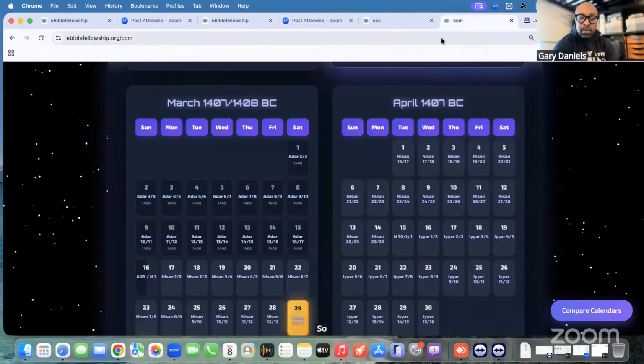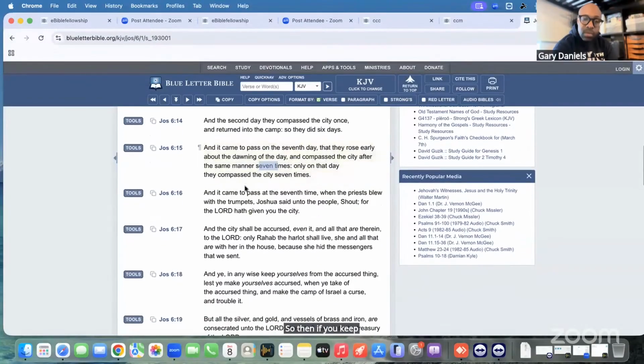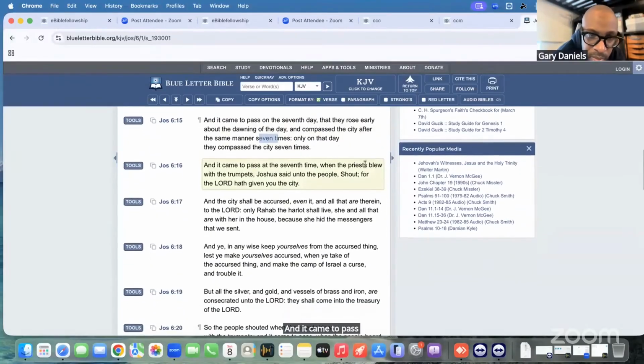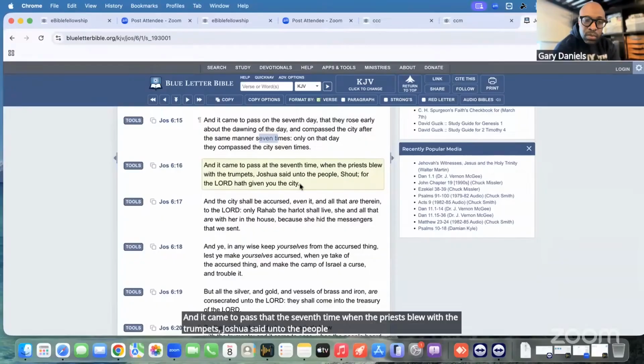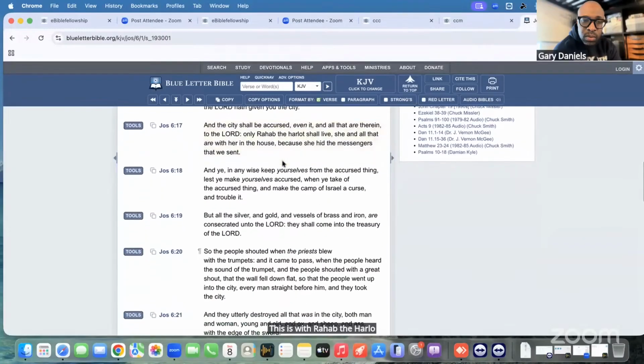So if we're correct about this, that would have been April 7th that they went around 7 times, which is interesting. So if you keep following it through, it came to pass at the seventh time when the priests blew with the trumpets, Joshua said unto the people, Shout, for Jehovah hath given you the city. And then he talks about Rahab the harlot, making sure she's secure.